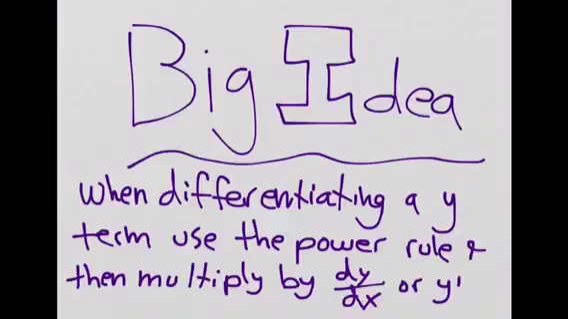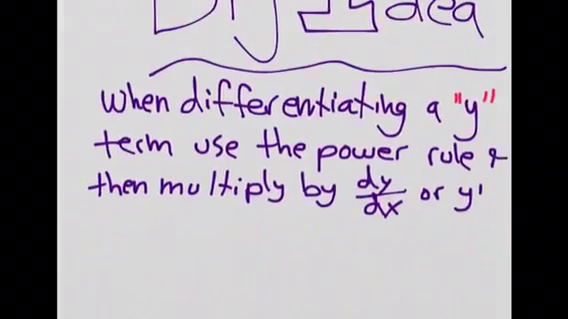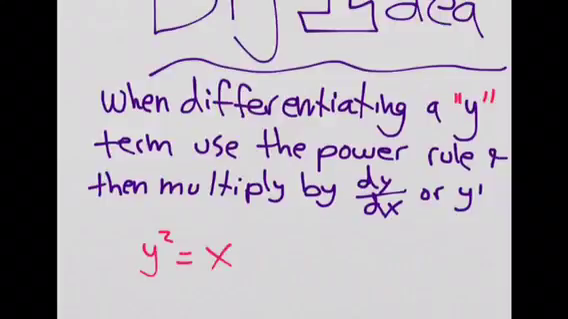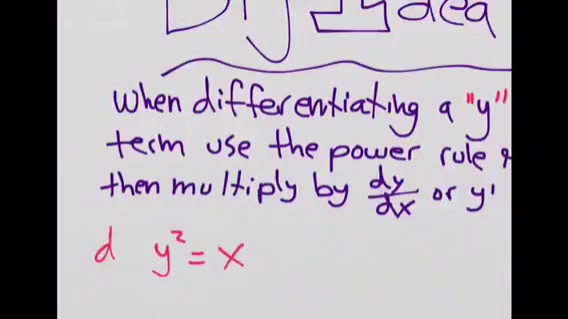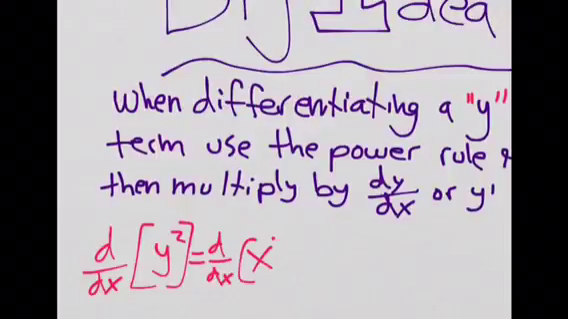So I want to hit you again with this big idea. When you are differentiating a y term, let's put maybe quotes around that, a y term, you just use the power rule, and then you can think of it as multiplying by a dy/dx or a y prime. What I mean by that is, imagine we had some function like this. Let's say we had y squared equals x as a function, and I wanted to know what the derivative with respect to x was of this function. Well, I take the derivative on the left with respect to x, and I take the derivative on the right with respect to x, and we can look and see what happens.